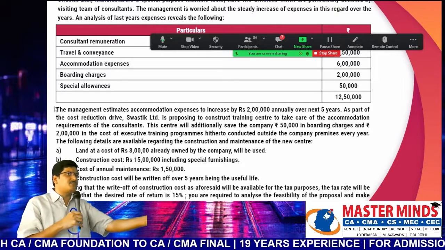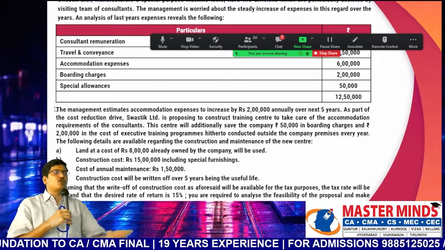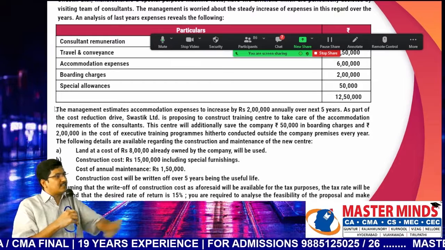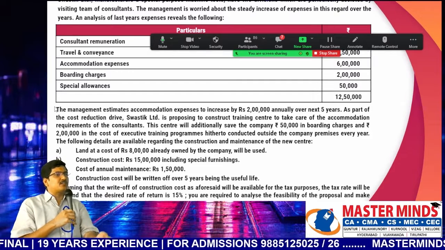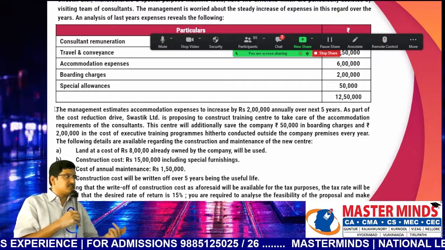How did we arrive at this figure? Very simple. You follow the rule. The rule is incremental. What is this incremental? How much is the expenditure if I don't construct this project? How much is the expenditure if I construct this project? The difference is incremental.